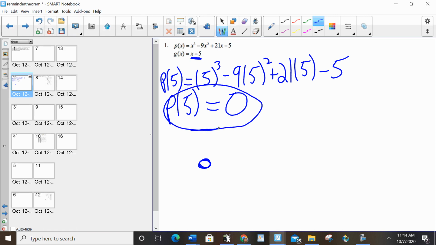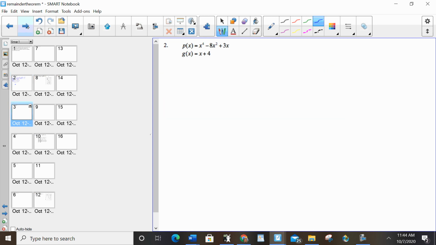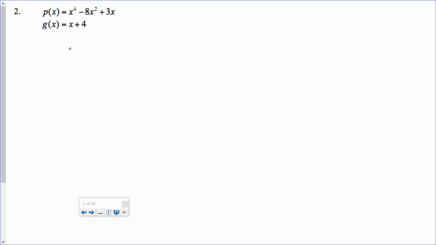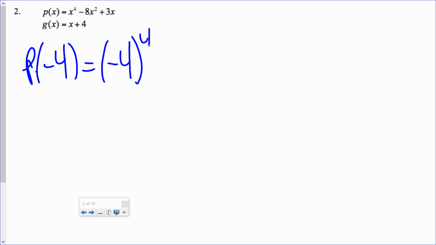So when you're being asked for the remainder, we use remainder theorem. To do remainder theorem, we're substituting the opposite of what we're dividing by into the function. Whatever I get, that's my remainder. Let's try number 2. I want to find the remainder when these are divided, so I'm going to substitute the opposite of what I'm dividing by into the function. So the opposite of x plus 4 is negative 4. So I'm going to replace the x's with negative 4's.